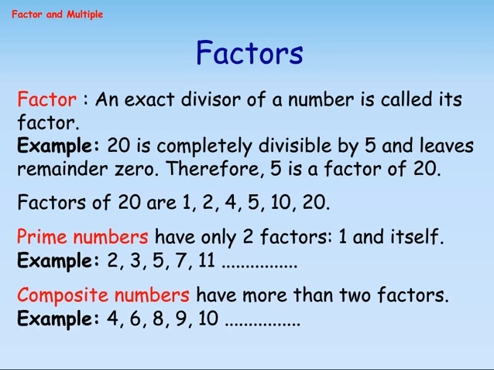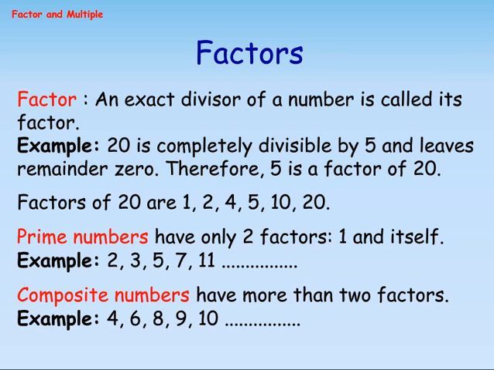Factors. An exact divisor of a number is called its factor. Example, 20 is completely divisible by 5 and leaves remainder 0. Therefore, 5 is a factor of 20. Factors of 20 are 1, 2, 4, 5, 10, 20.